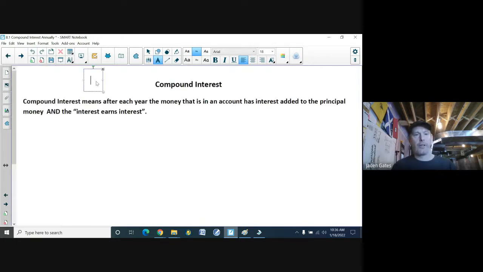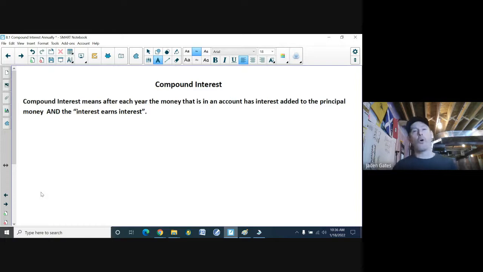compound interest. Because compound interest means after each year, the money that is in the account has interest added to the principal money. And then what happens is your interest makes interest. So if you're investing, that is a great thing because the money you made is also making you more money. You're getting paid for interest on interest.